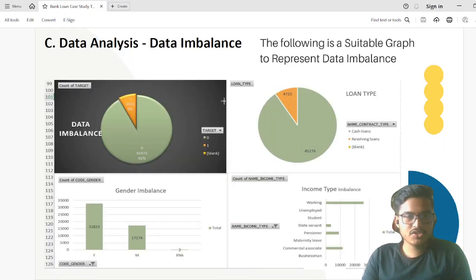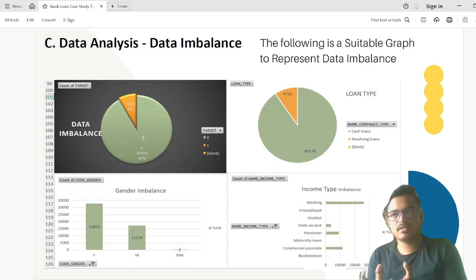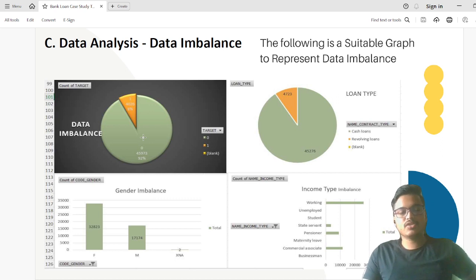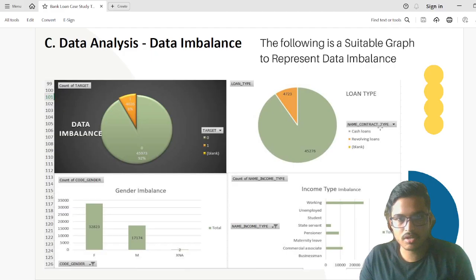For the data imbalance, the following is a suitable graph to represent it, which is the count of the target. We found that 8% of our applicants are defaulters, while the remaining 45,973 are non-defaulters. So this is again a very imbalanced data set, and this is also good for the company, because the share of defaulters is very low, just 8%, so we can expect fewer defaulters.